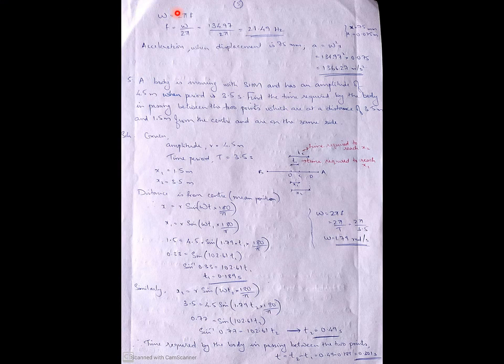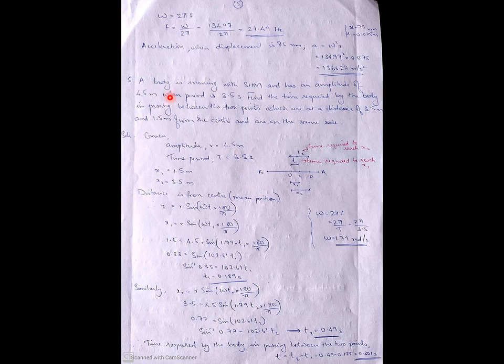To calculate frequency, we have omega equal to 2 pi f, or f equal to omega divided by 2 pi. There is one more part to be seen: what is the acceleration when the displacement is 75 millimeter? So we got the frequency as 21.49 hertz. Now, what is the relation between acceleration and displacement? a equals omega squared x. We already have omega. The x value is given in the question as 75 millimeter, so convert into meters, which is 0.075 meter.